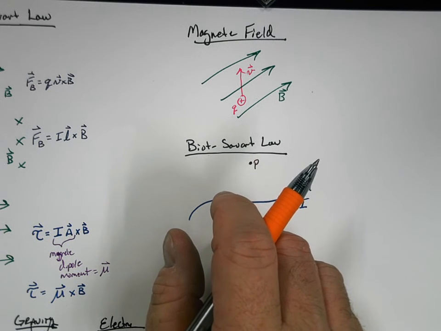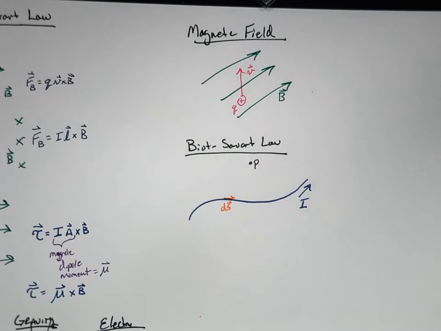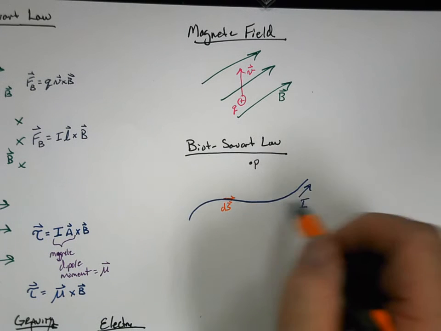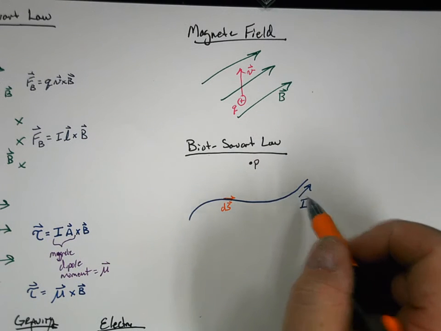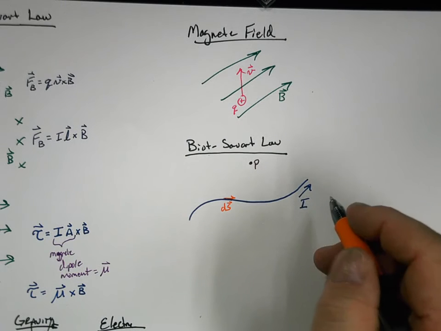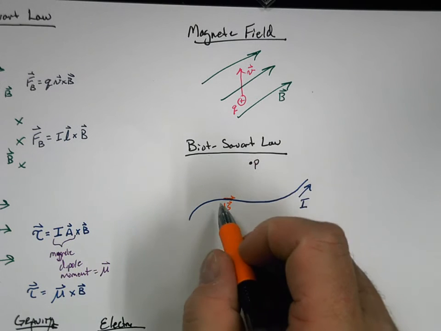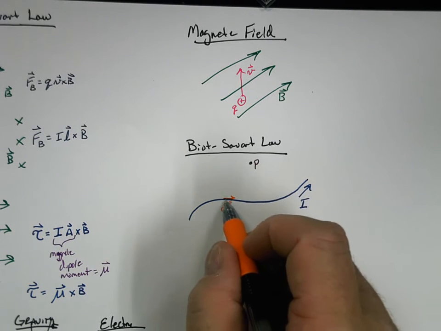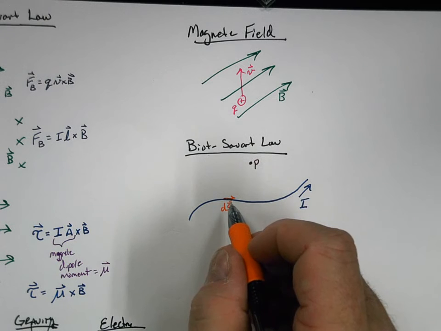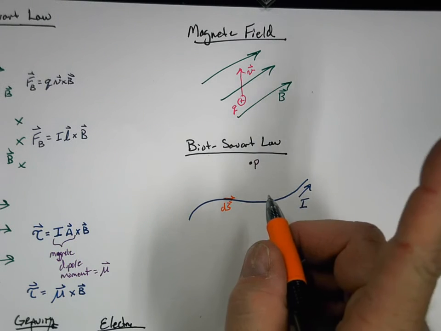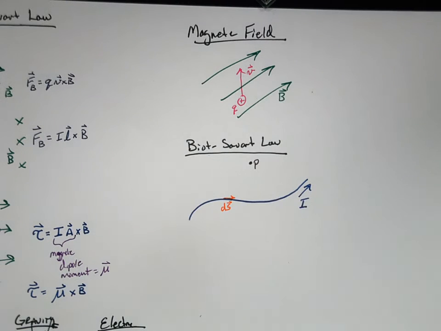All right, and they discovered that the magnetic field here is going to have to do with the amount of current going through the wire, so that if the current increases, then our magnetic field will increase. The direction of our displacement is also going to affect this.